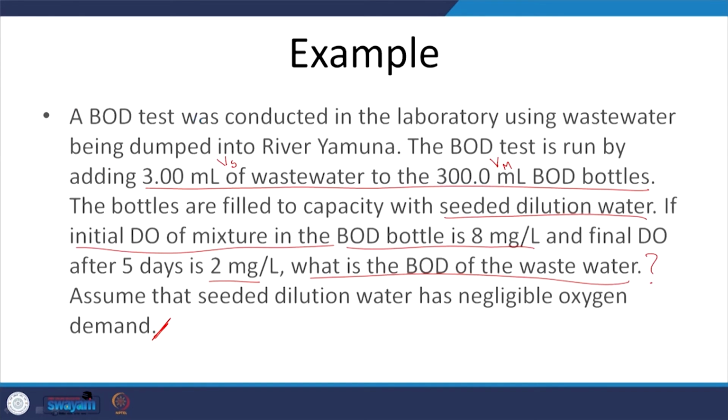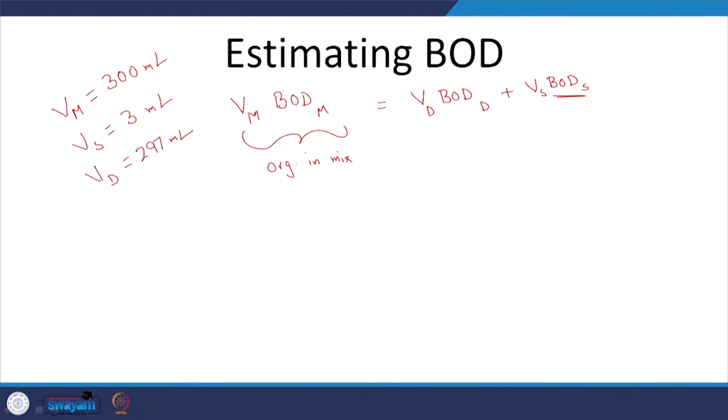The BOD test is run by adding 3 ml of the actual wastewater to 300 ml BOD bottles. The bottles are filled to capacity, meaning the remaining volume is made up with seeded dilution water, and the initial and final DO are given for this BOD mixture. The volume of the mixture is 300 ml. This is for the dilution water, or sometimes people call that the blank, and this is for your actual sample.